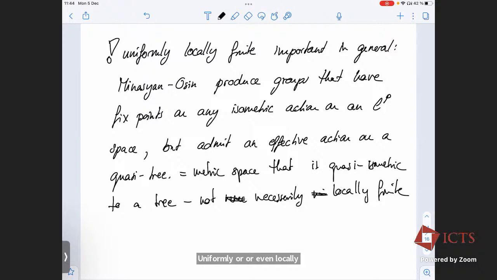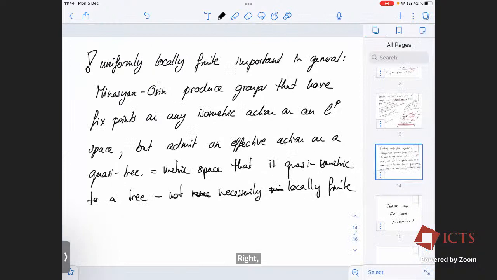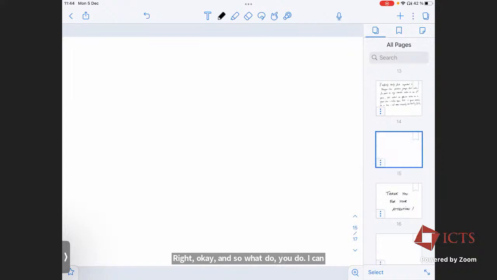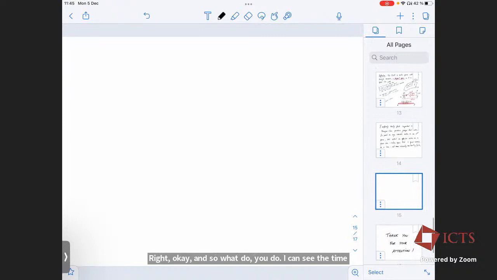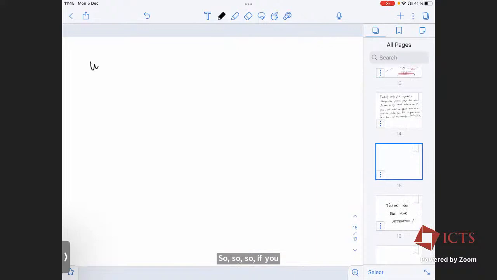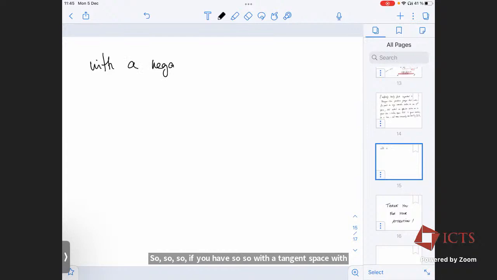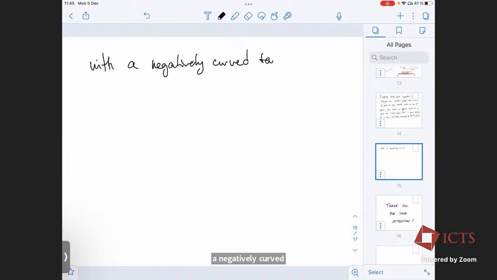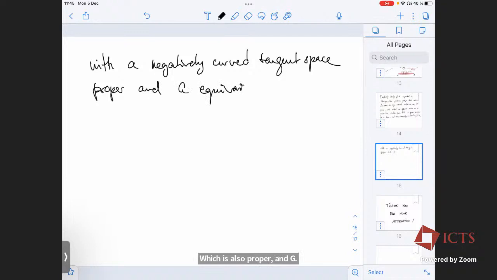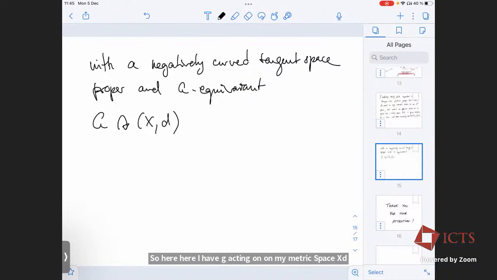Right. Okay, and so what do you do? I can see that I'm earlier than I thought, and I'm actually missing a piece of my talk. So if you have a tangent space with a negatively curved tangent space, which is also proper and G equivariant. So here I have G acting on my metric space XD. G equivariant is what you think it is.